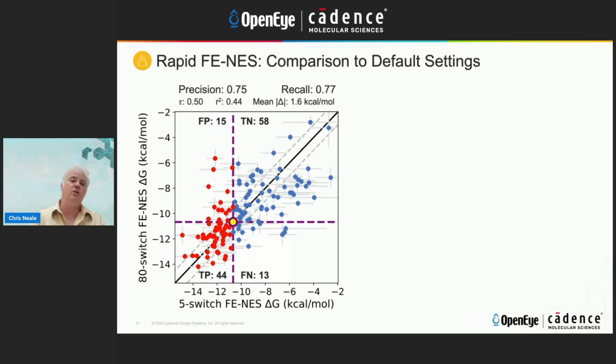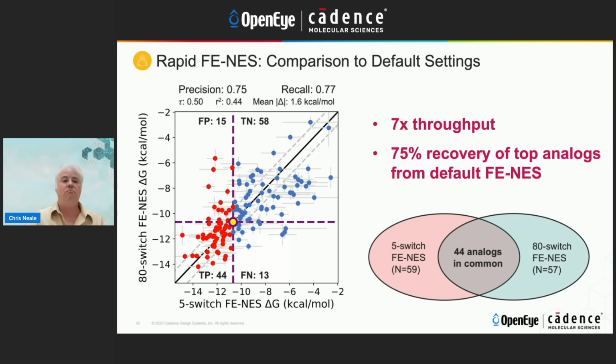The 5-switch approach is the horizontal values. The default 80-switch approach is the vertical values. There's a spread here, but there's a useful correlation. All of the values in red to the left of the vertical line are what rapid FE-NES suggested were better than the parent. All of the molecules below the horizontal line are what default FE-NES suggested were better than the parent. And at 7.5 times increased capacity with this 5-switch variant, I've got recovery of 75% of the top analogs that were predicted by the default settings.